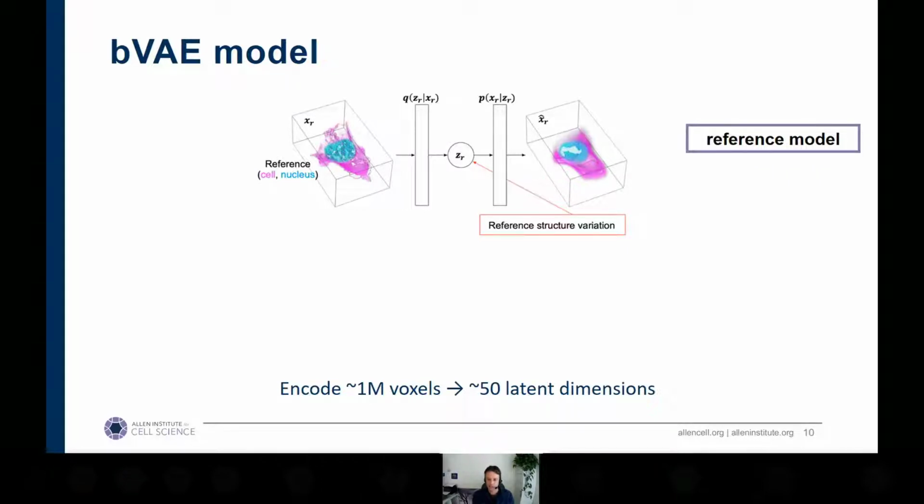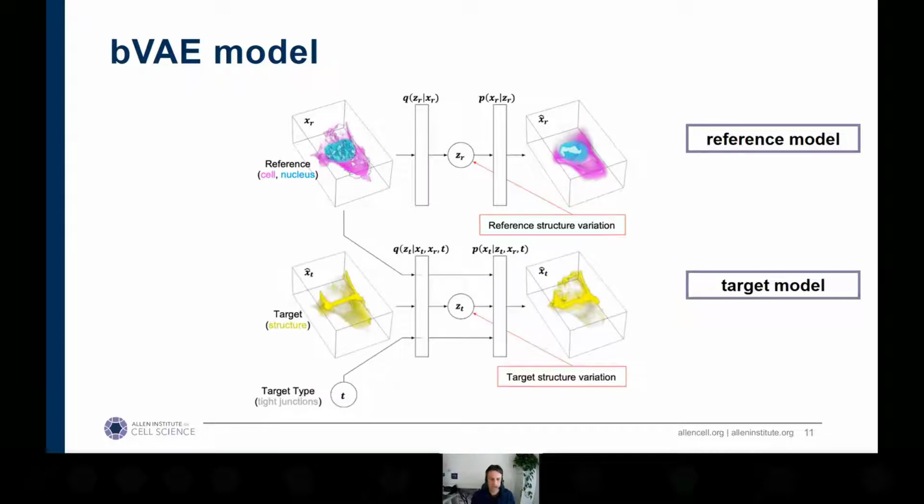This reference model takes as input two channel images, or two channels, right? Namely the cell dye, if you will, and the nuclear dye. And we have this available for all our cells. We call these the reference channels. Okay, the second part is the target model, and this is where we have the organelle structure channel coming in, but in a conditional way. We are trying to encode the GFP intensity of the target structure, which can be one of the 24 organelles, conditional to the reference channels.